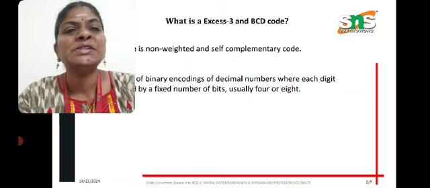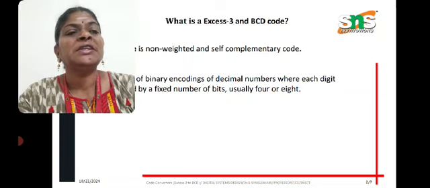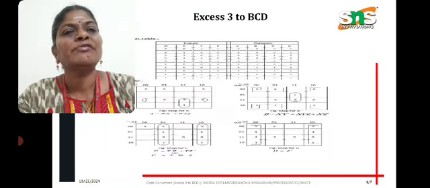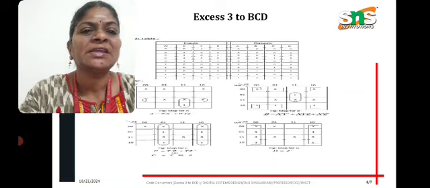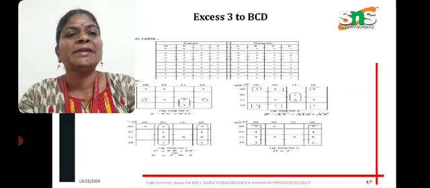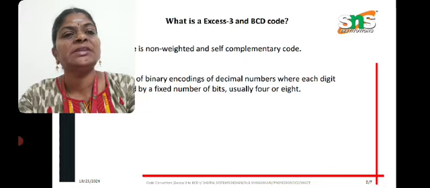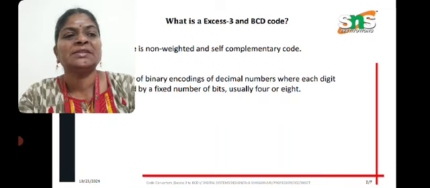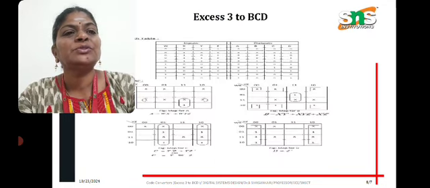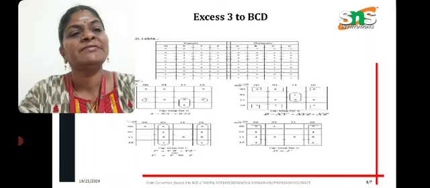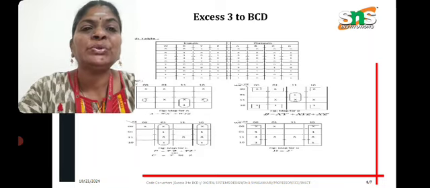If it is 2, then 2 plus 3, 5. 3 means 3 plus 3, 6. Then 4 means 4 plus 3, 7. Likewise, we have to add 3 with each digit from 0 to 9, right? So here we have formed a truth table. Like that we have converted BCD to XS3.